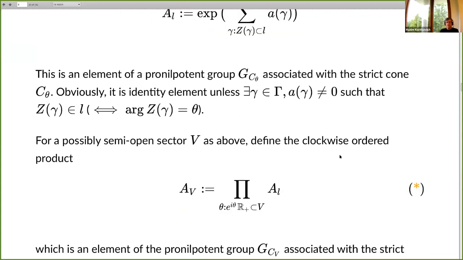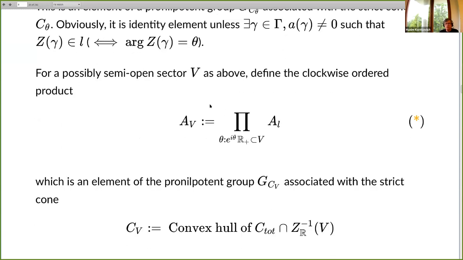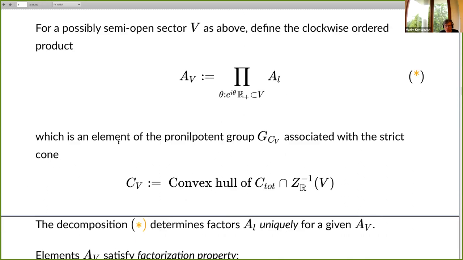Okay. Yeah, so we get elements associated to rays. And now we have this possibly semi-open sector. Then we take the product over all rays l sitting in V of the corresponding elements. And we take the product in clockwise order. It's a very weird product. It's not just order 1, 2, 3, and so on. It's like rational numbers, so there's no first and no last, it's everywhere dense, but it makes sense in this nilpotent group, because if you truncate and consider lattice vectors sufficiently short, you get only finitely many rays to talk about. And this is an element of what? It's an element of the nilpotent group associated to this strict cone, which is the convex hull of C dot intersected with this preimage.